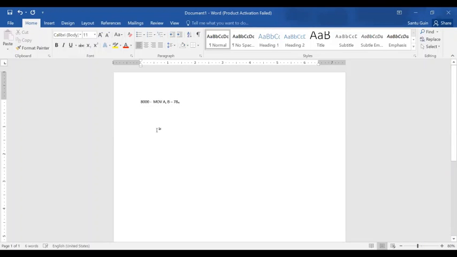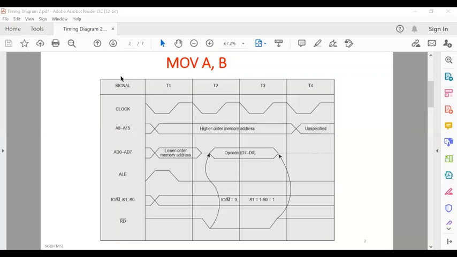It will be transferred through the address bus. The lower order bits will be 00, and the upper 8-bit address will be 80, and that will be transferred through the buses here. So it will be 00 and this will be 80. So at the first T1 T state, the address will be transferred through this bus.